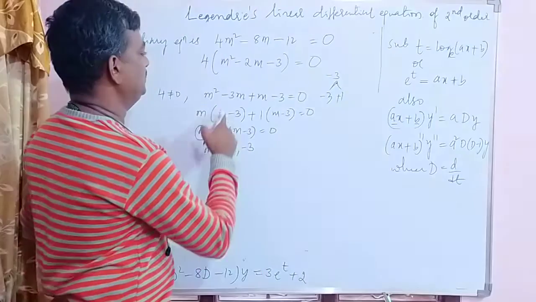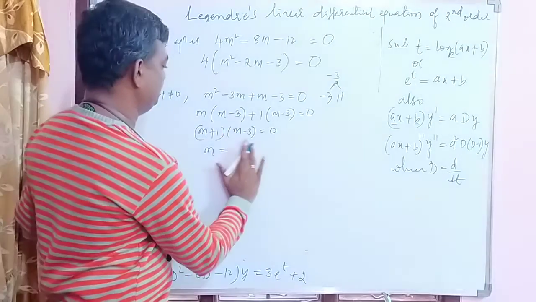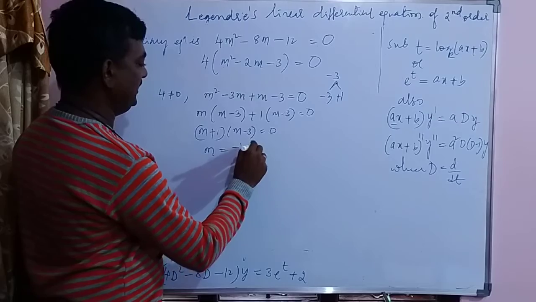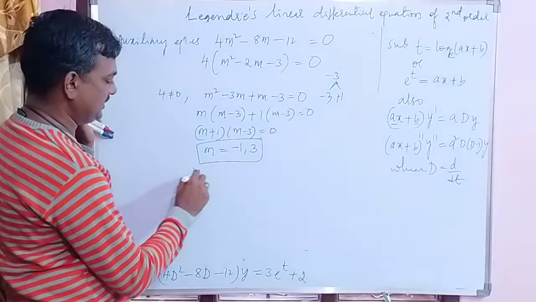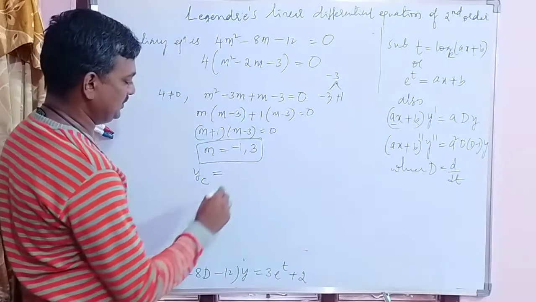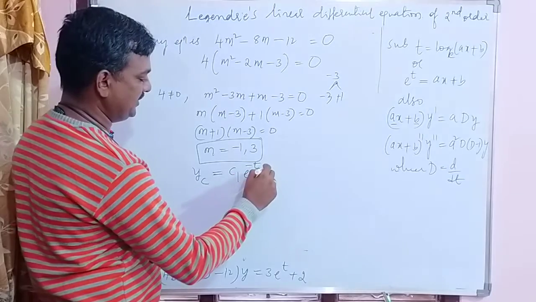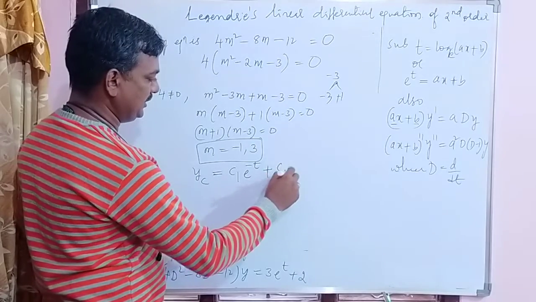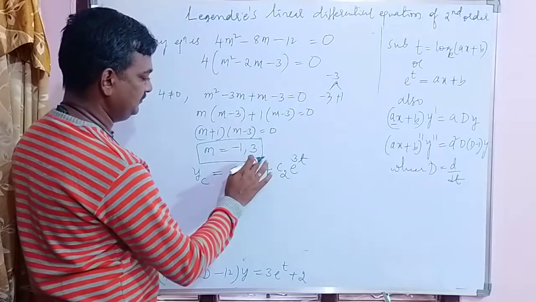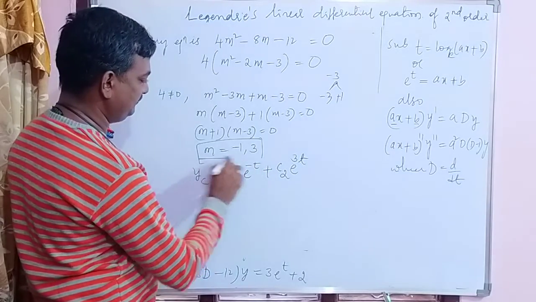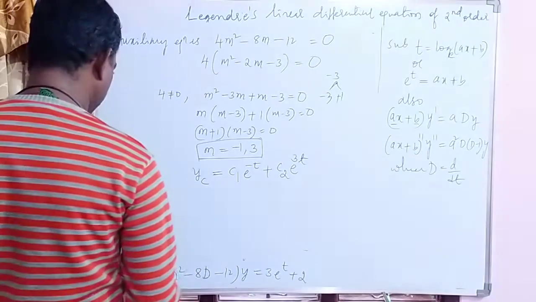m is equal to, this is m plus 1, sorry, m is equal to minus 1 and 3. So roots are real and distinct. So what is the complementary function? Yc is equal to c1 e raised to minus t, because t is the independent variable, plus c2 into e raised to 3t is the complementary function, students.